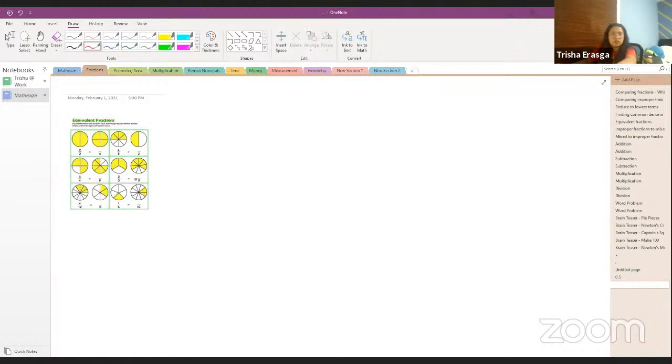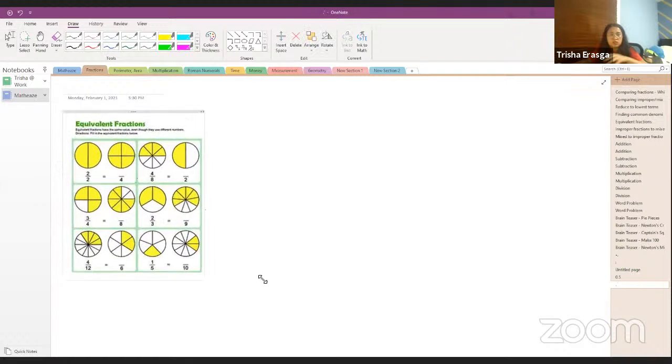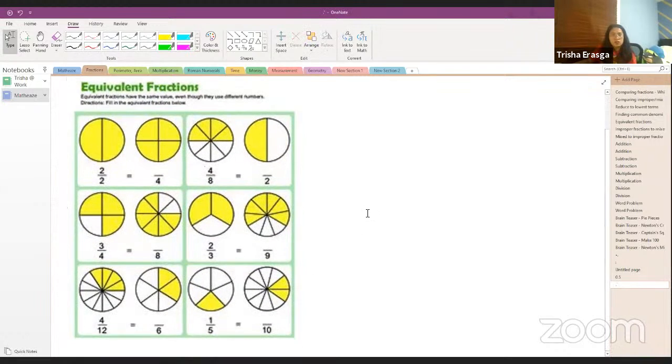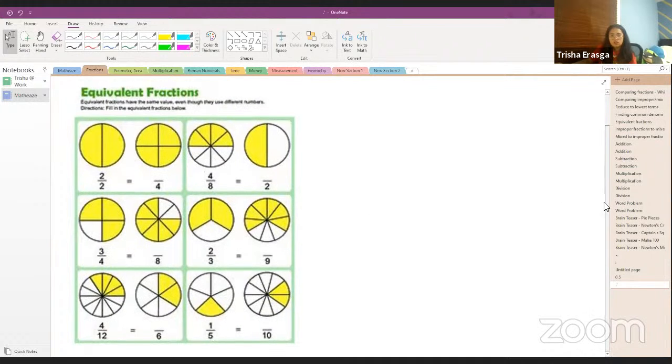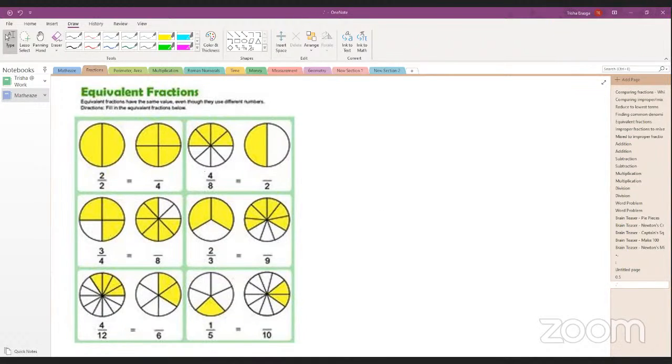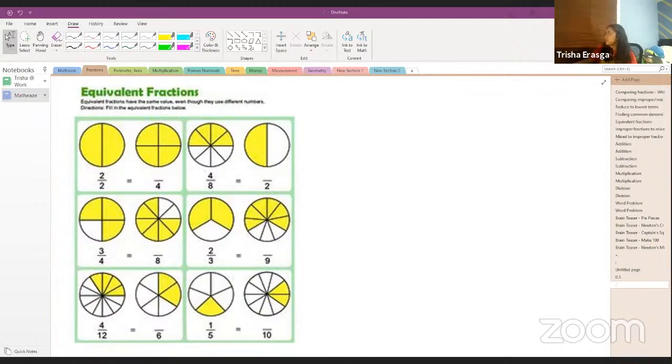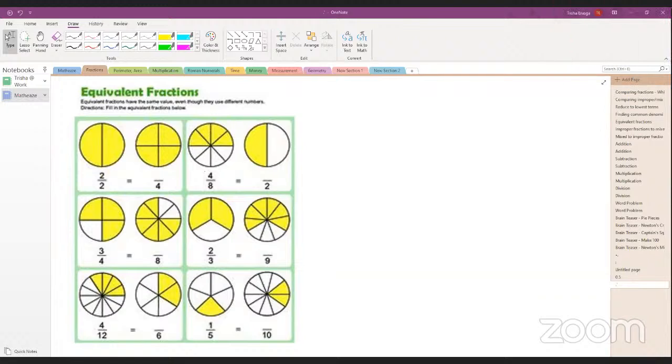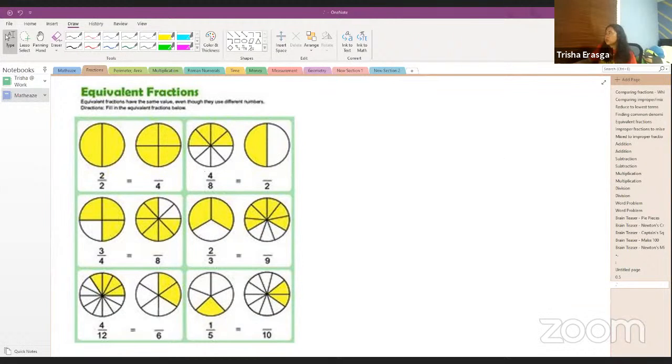Let's see. This might be too small. Oh, there we go. Can you read this? Or is it too blurry? It's a bit. Let me find... Can you read it, or is it too small to read? It's too small. Well, it's too blurry. Okay, let me just find a different one then.